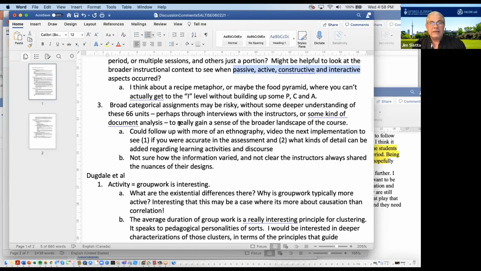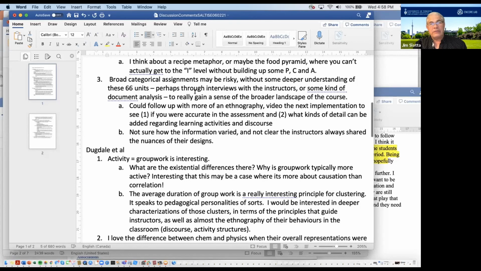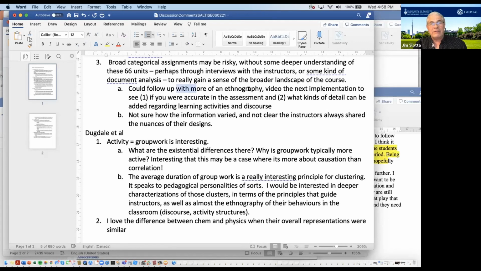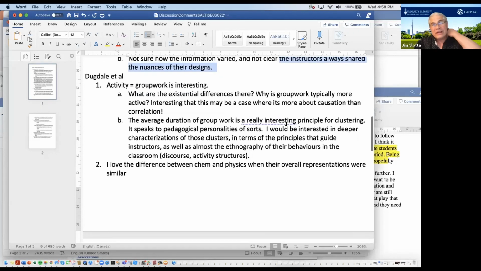Third, any of these broad assignments, where some are one thing and others are another thing, are pretty risky to do without a deeper representation. So I would encourage, and I know this is labor intensive, interviews with instructors and document analysis and maybe even a visit to the classroom when it becomes available to really get a clearer characterization of those categories. And I'm not sure that you got everything from the instructors. Trying to keep moving fast here.